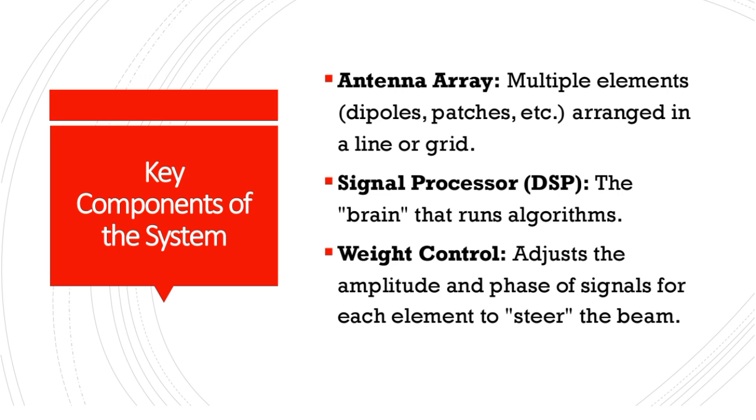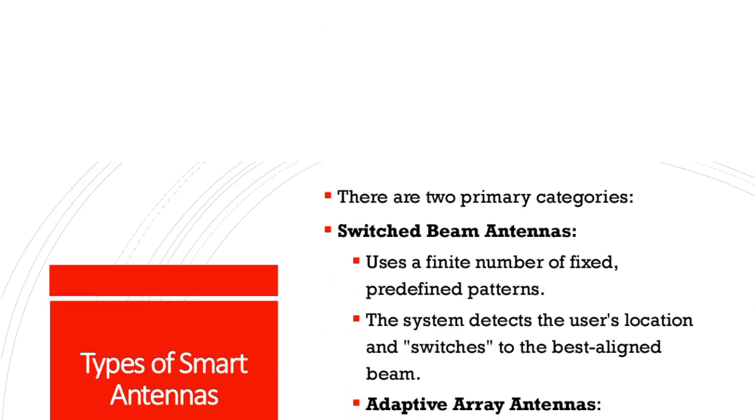The third thing is weight control. It adjusts the amplitude and phase of the signal for each element to steer the beam. This is very important. In weight control, we need to adjust the amplitude value and phase value for each element to steer the beam. So these are the three components of the system.